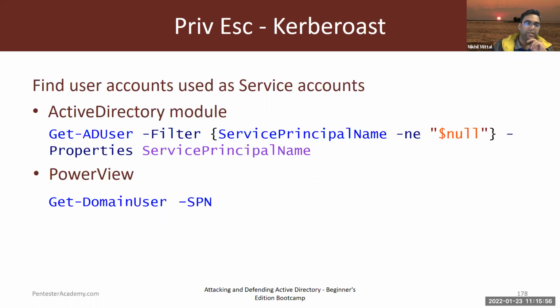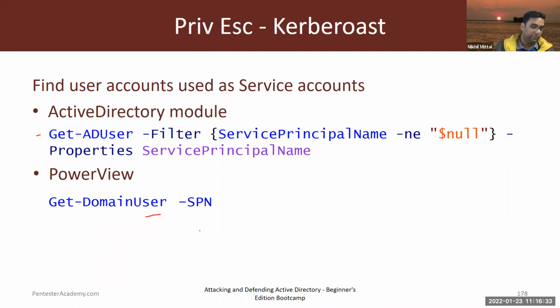Now, because we want to target only user accounts, how do we find them out? You can either use the AD module. So the AD module, I like it more than PowerView in some cases, or in many cases, because if we use it, we actually get to know what we are trying to do. So for example, what we are doing here, we are listing all the users in the domain, but we filter out only the ones whose service principal name is not set to null. Or we can use Get-DomainUser -SPN from PowerView.